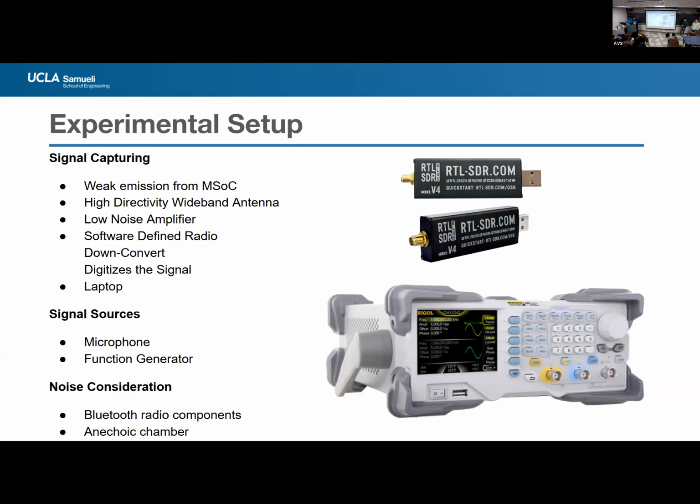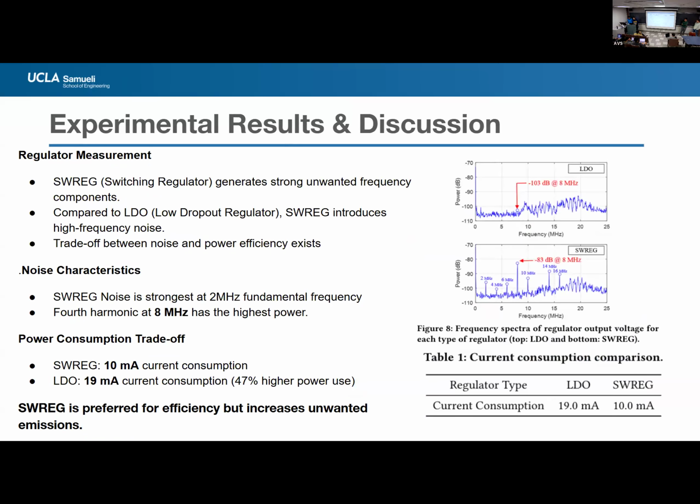So they use two different signal sources. One of them is a microphone, and one of them is a function generator to be able to create single tones. And of course, there are some noise considerations. So they turned off all the Bluetooth components in the environment, and also they did the experiment in the anechoic chamber.